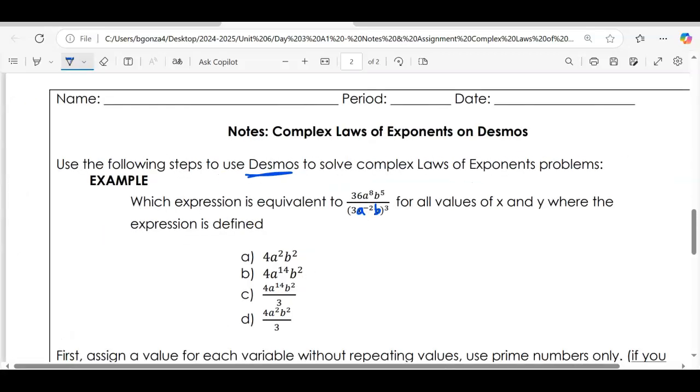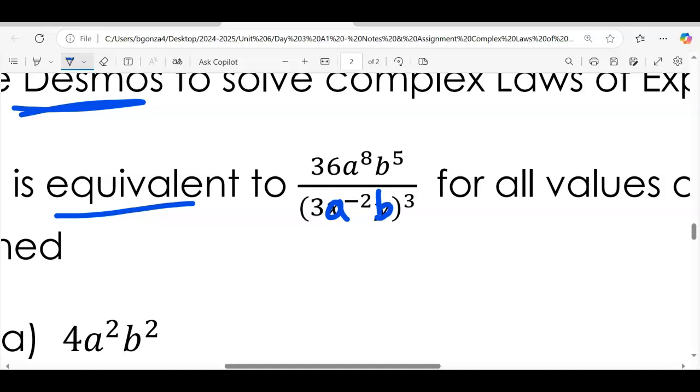Now, what does it say? Which expression is equivalent to this? Like the warm-up where we had to simplify, they're asking you to do that to this ugly thing here, okay? I think you could do it, right?